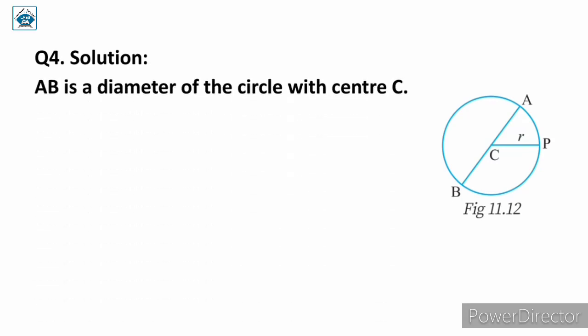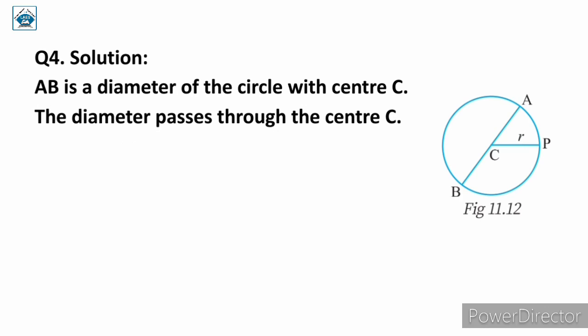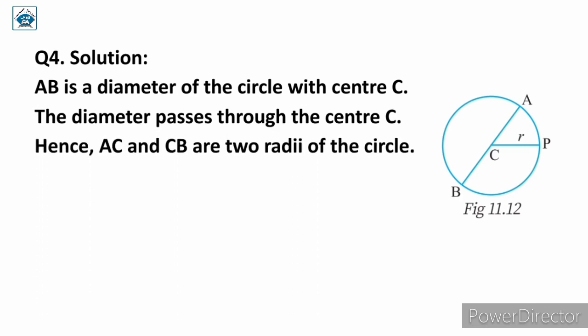AB is a diameter of the circle with center C. This is given to us in the question. The diameter passes through the center C. Hence, AC and CB are two radii of the circle. So, just like I told you before, we have AC and CB as the radii of the same circle with center C.